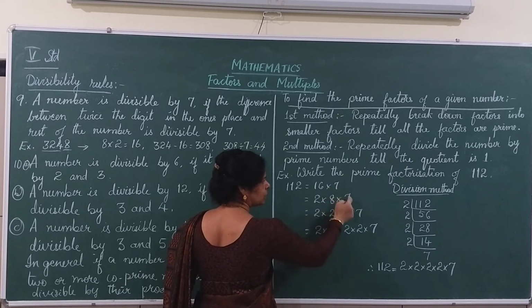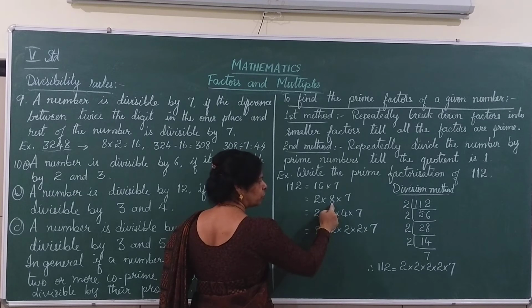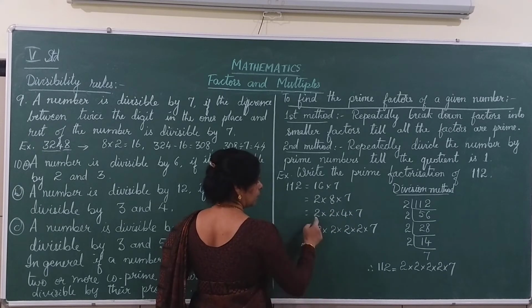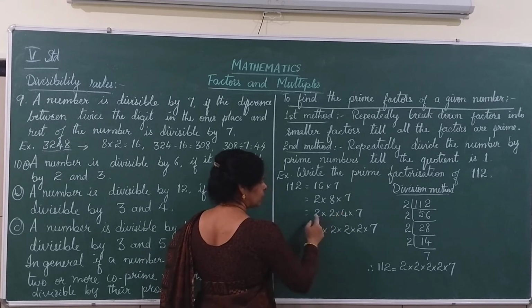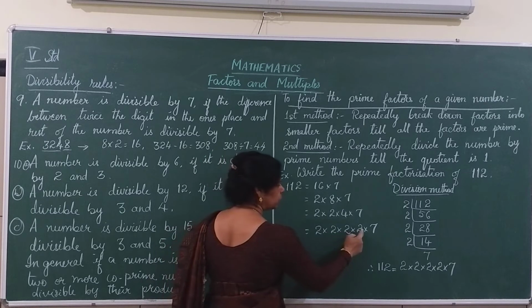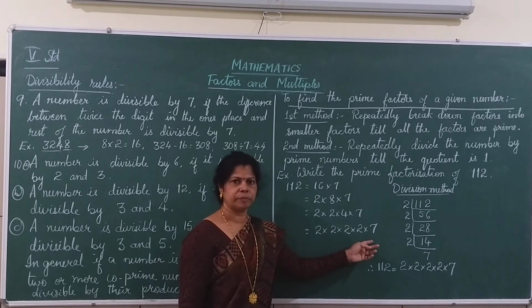2 8s are 16, into 7 as it is. Now you keep this 2 as it is and break this 8. 2 4s is 8. Clear? This 2 as it is, this one is broken down into 2 into 4, and 7 as it is. Now 4 is an even number, and you have to go till the prime number comes. 4 is not a prime number, so 2 as it is, this 2 as it is, and this 4 you break into 2 into 2. Got it? So 2 into 2 into 2 into 2 into 7 is 112. Now all these are prime numbers. So this is the first method.